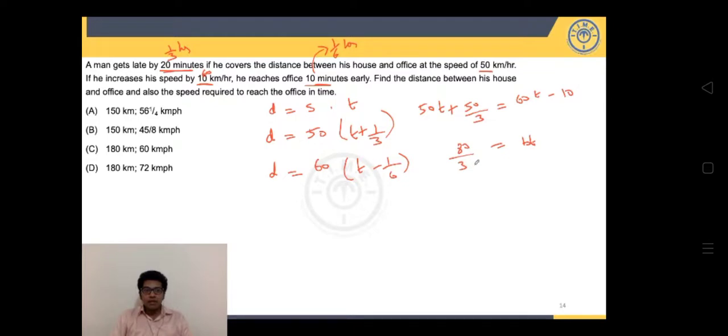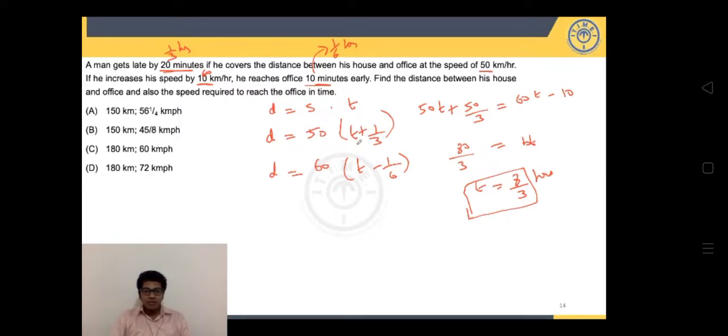Right. Therefore, what is t? t will be equal to 8 by 3 hours. So the actual time is 8 by 3 hours. So when t is 8 by 3, what is the distance? When t is 8 by 3, 8 by 3 plus 1 by 3 is 9 by 3.